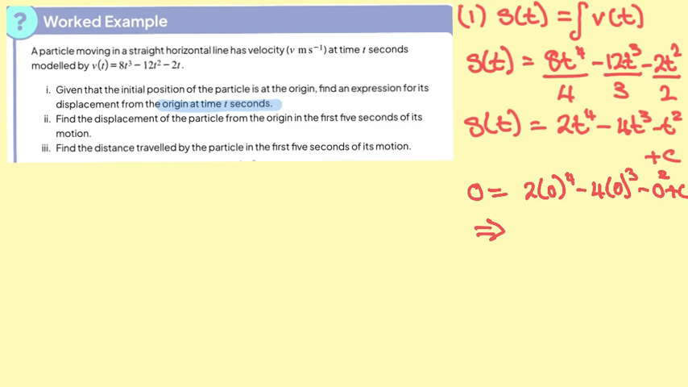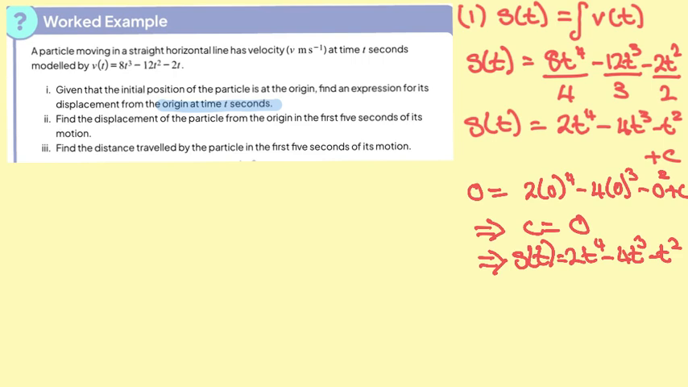Therefore, we get c is equal to 0. Therefore, the displacement function is equal to 2t to the power of 4 minus 4t cubed minus t squared.